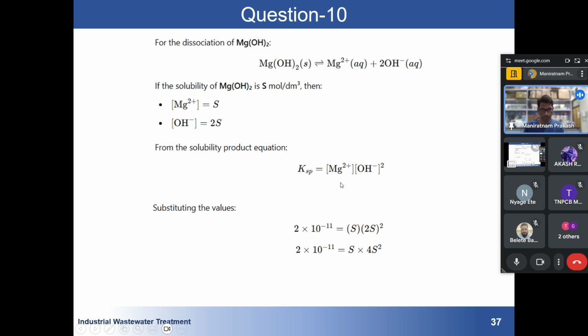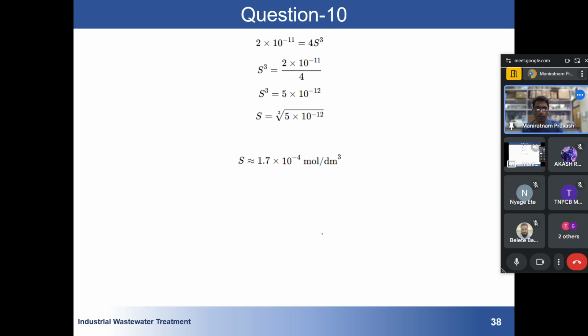So at that time, I was discussing about how to write this Ksp. So this will be written in the form of magnesium, and we have already assumed that the concentration of magnesium is S, then OH minus concentration will be 2S because both are in equimolar. So 2 into 10 to the power minus 11 is equal to S into 2S whole squared. We have substituted the value, and after some recalculation we have found that S will be around 1.7 into 10 to the power minus 4 mole per dm cube.